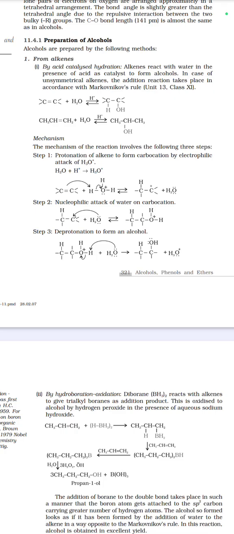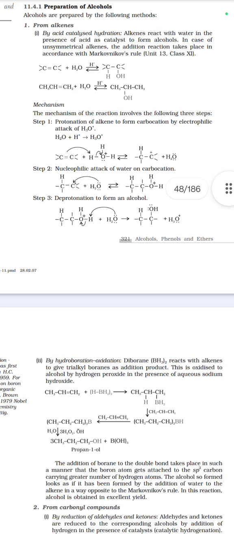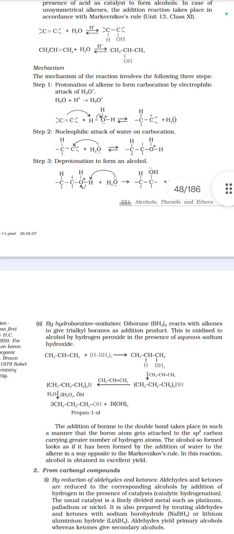Mechanism. The mechanism of the reaction involves the following three steps. Step 1: protonation of alkene to form a carbocation by electrophilic attack of H3O+. H2O plus H+ gives H3O+. Here is the mechanism. Step 2: nucleophilic attack of water on the carbocation. Step 3: deprotonation to form an alcohol.